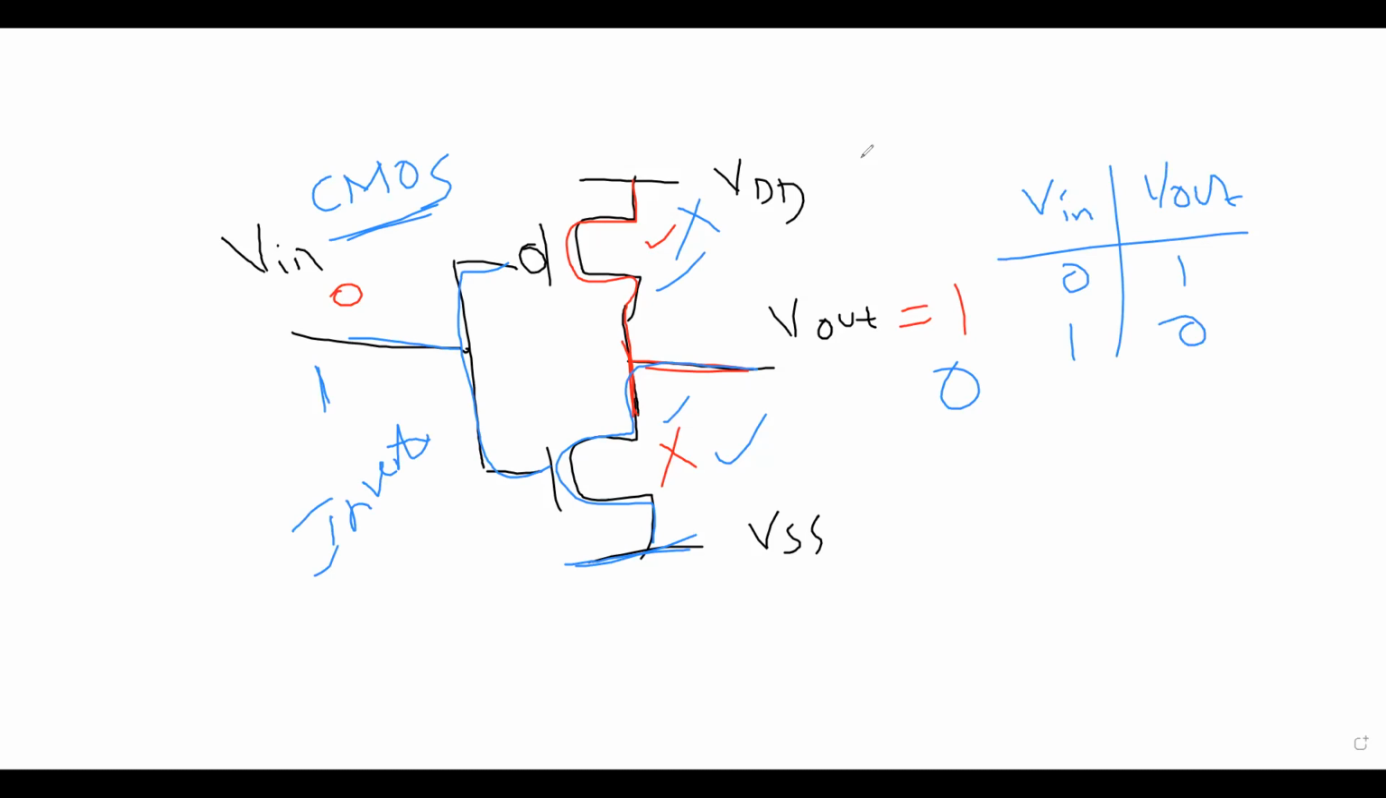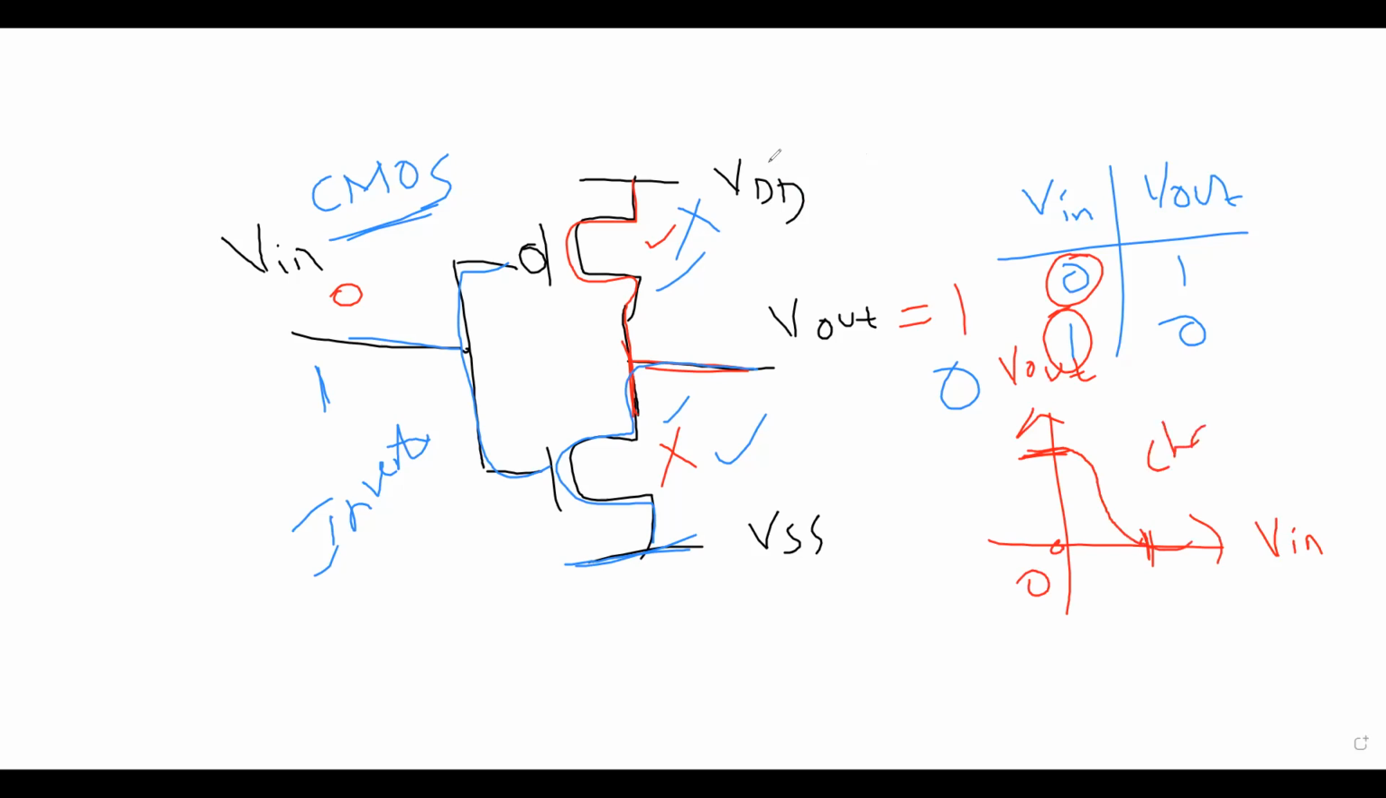Now look at the characteristics of it. This is Vin, this is Vout. We know that if Vin is 0, Vout is 1. Let us assume this is 1. If Vin is 1, what is Vout? It is 0. That means the characteristics will be like this. This is the characteristics.